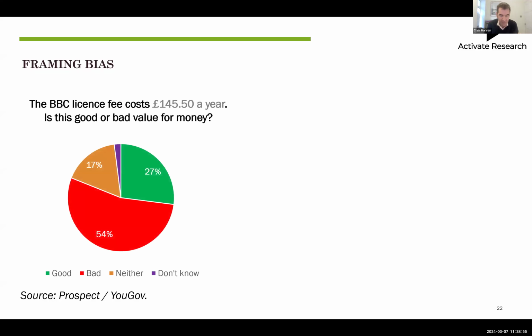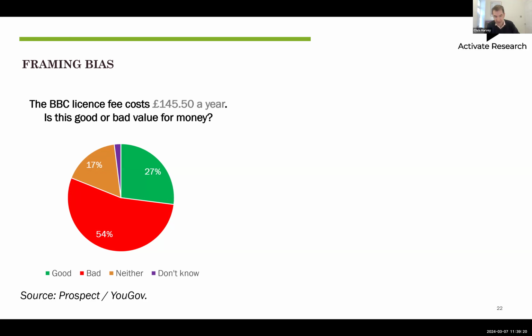So this was a study from a few years ago by Prospector YouGov, and they first of all asked a nationally representative sample of 2,000 people: the BBC licence fee, the TV licence, costs £145.50 a year. Is this good or bad value for money? And as we can see, 27% said it was good value for money, and exactly twice as many said it was bad value for money.